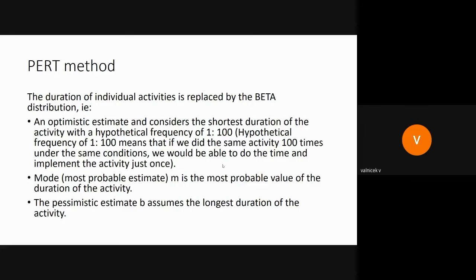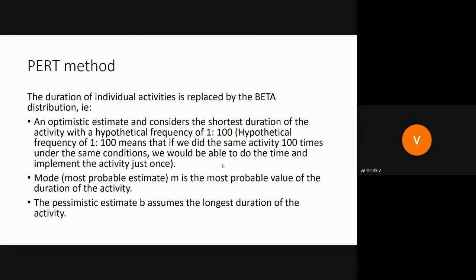The PERT method is the second most commonly used method of estimation of duration of activities, which uses the beta distribution. It's really simple. You will use three estimations and you will calculate the average based on these three estimations.